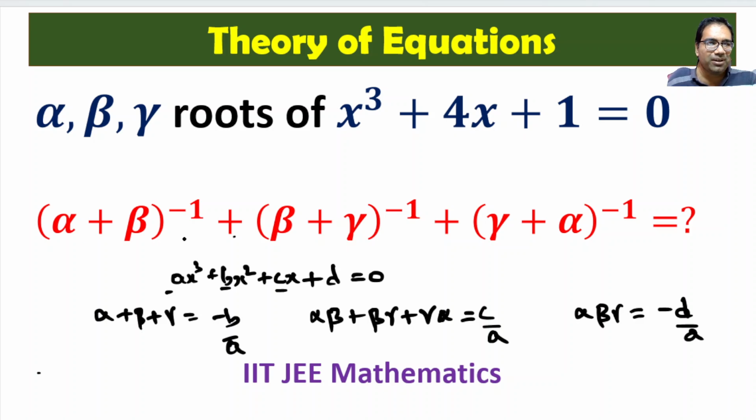Now, 1 by (alpha plus beta) plus 1 by (beta plus gamma) plus 1 by (gamma plus alpha). Let's try to rewrite this in terms of alpha plus beta plus gamma, or alpha beta plus beta gamma plus gamma alpha, so that we know all of this. We know alpha plus beta plus gamma is minus b by a. B is 0, so the sum of the roots is 0. Alpha beta plus beta gamma plus gamma alpha is c by a, that is 4 by 1, that is 4. The product alpha beta gamma is minus d by a, that is minus 1 here. We know these three, so let us try to express this in terms of these three.